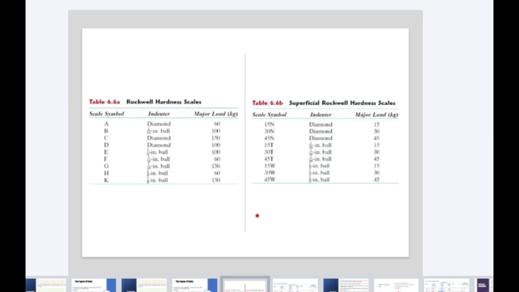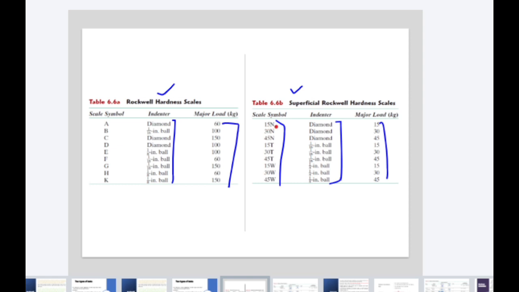These scales are here, you see. We have the Rockwell hardness scale and the superficial Rockwell hardness scale. The scale symbols are A, B, C, D, E, F, G. This is the indenter, and the load we want to use is written here. Same for the superficial scale: you see 15N, 30N, 45N, 15T. This is the scale, and the indenter and the load are given here.